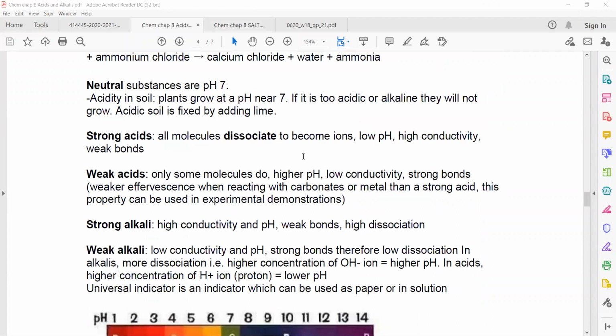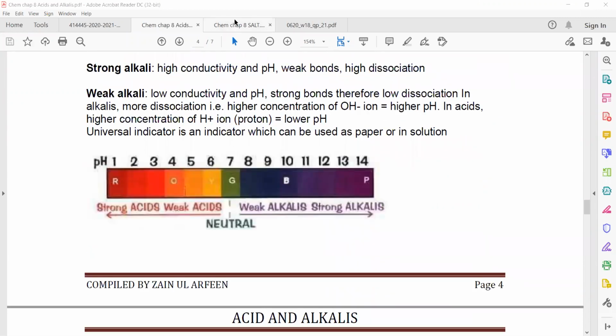And the colors, you should remember these colors. For example, if it is red, it is 1, 2, or 3. Orange is about 3, 4. Yellow is 5, 6. Green, the universal indicator will be 7. Then 8, 9, 10, even 11 it is blue. And then violet, shades of violet, is for pH 14.